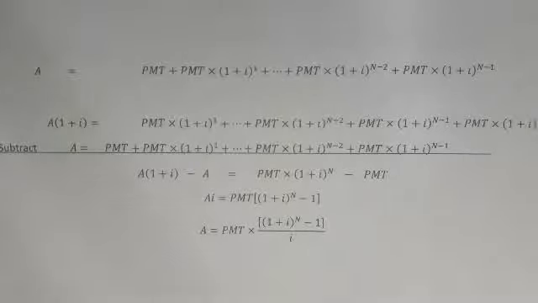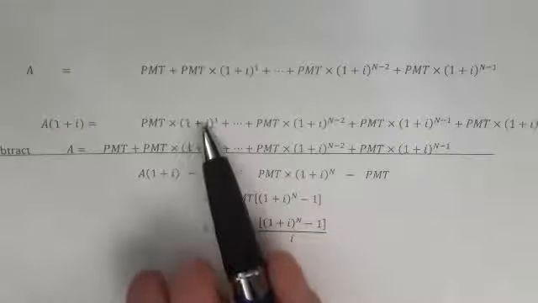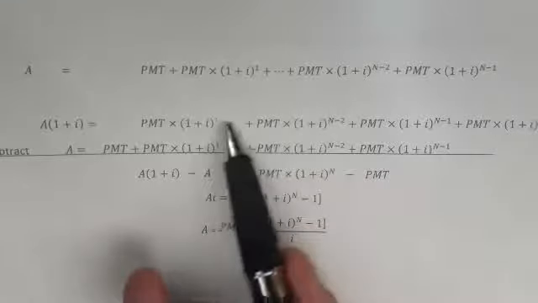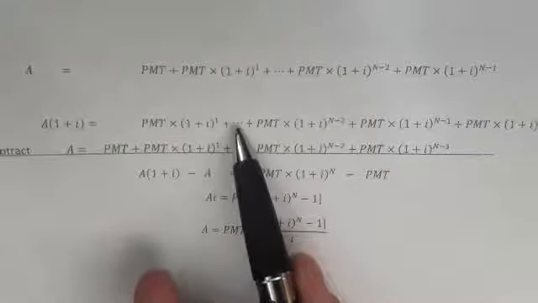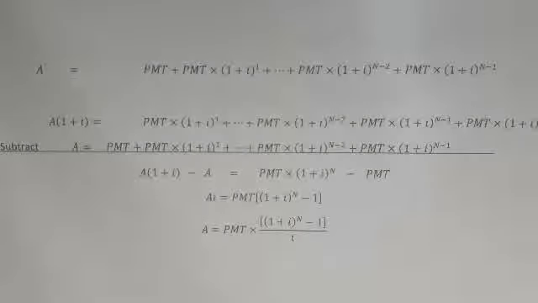Not something that's really readily apparent that you should do, but they take this thing and multiply it by 1 plus i on the left. You have to multiply each one of these terms by 1 plus i. So this becomes a payment times 1 plus i, and this becomes a payment times 1 plus i to the second. I don't have that in here, but it's in the ellipses. There are ellipses here that indicate there are multiple terms here.